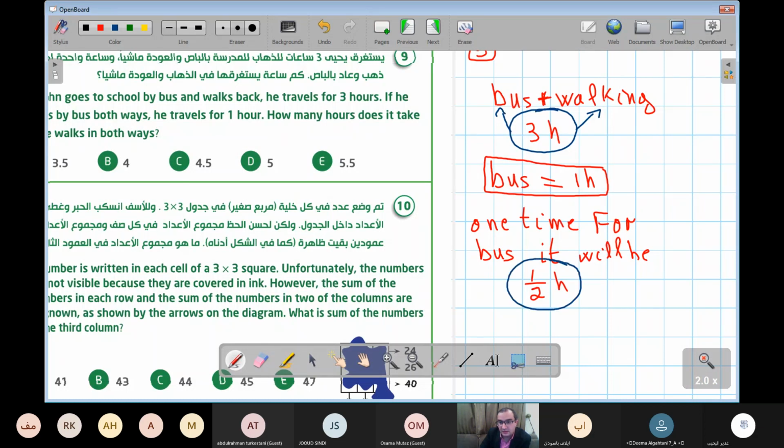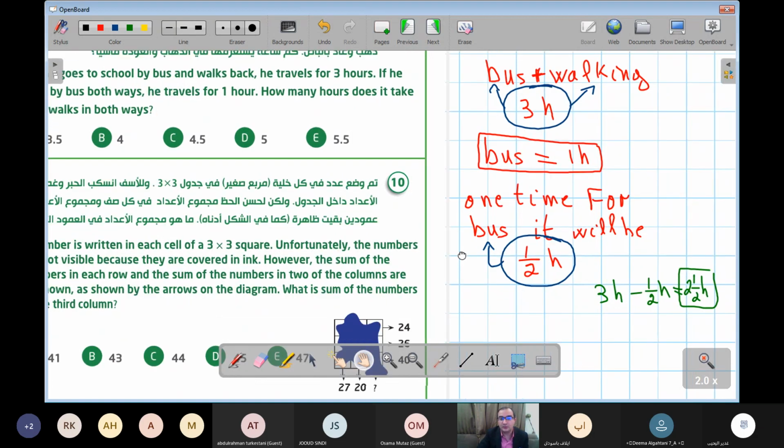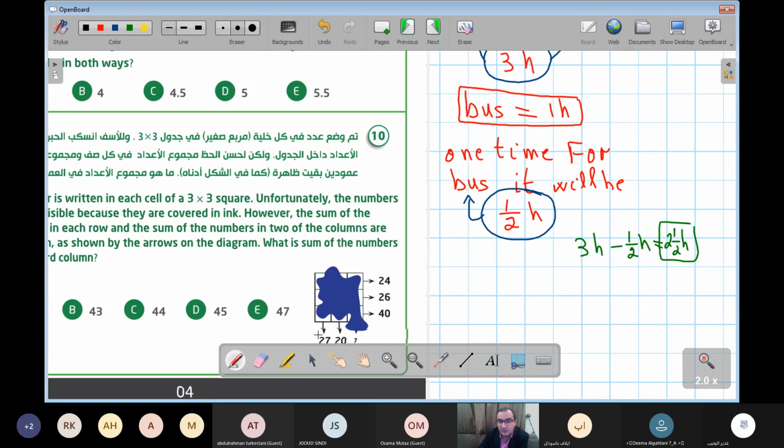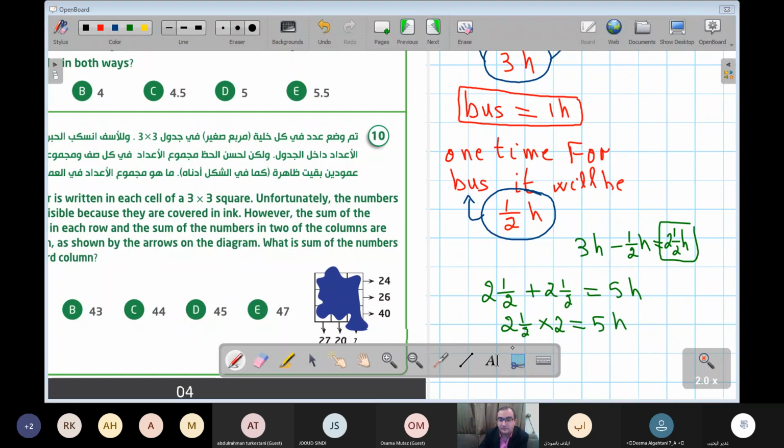In this case, Osama calculated what? He calculated the time that he needs for one way using the bus. So here, if we have 3 hours bus plus walking and only half an hour by bus, it's going to be 3 hours minus half an hour, which is 2.5. Of course, 2.5 only for one way. Okay, so if we want to calculate the second way, it will be 2.5 plus 2.5, which is equal to 5 hours, or we can say 2.5 times 2, and it's going to be 5 hours. Okay?